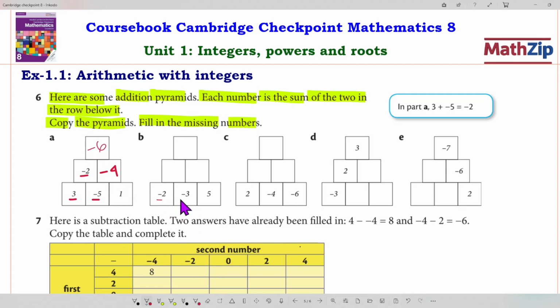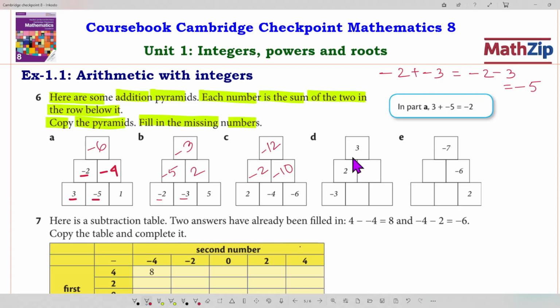Similarly, minus 2 minus 3. Once we make the addition, it means minus 2 plus minus 3, so it will be minus 2, plus and minus will be minus, then 3, and finally minus 5. So we can write in here minus 5. Minus 3 plus 5 will be 2. Minus 5, 2, it will be what? Minus 3. Very simple. Next, 2 minus 4 will be minus 2. Minus 4 minus 6 will be what? Minus 10. Minus 2 plus minus 10 will be minus 12.